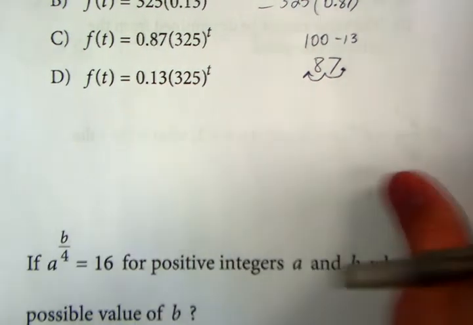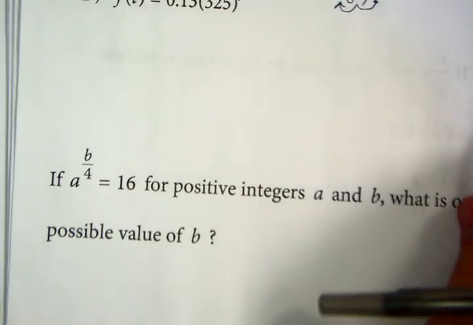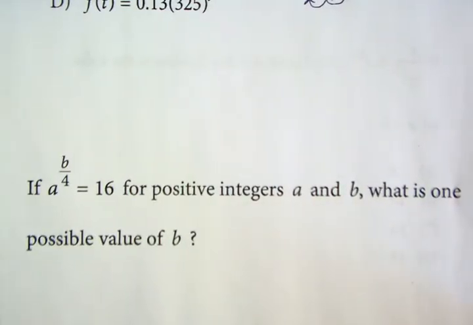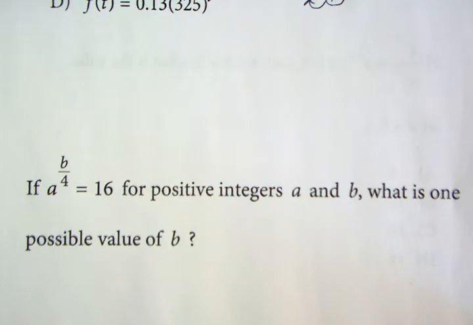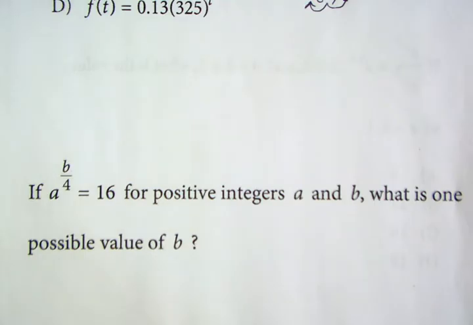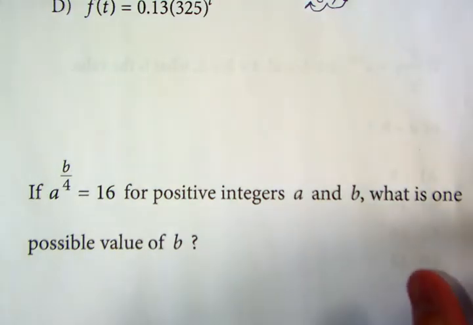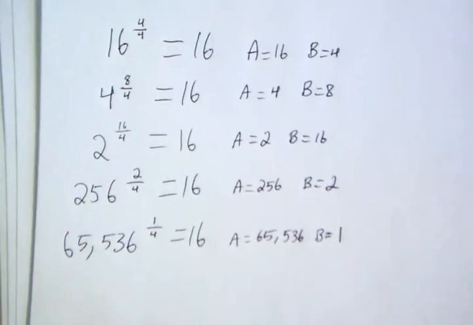Down here at the bottom, we see that if a to the power of b divided by 4 equals 16, for positive integers a and b, what is one possible value of b? It's not a multiple choice question, it's fill in the blank, and there's more than one right answer. In fact, here is every possible answer.